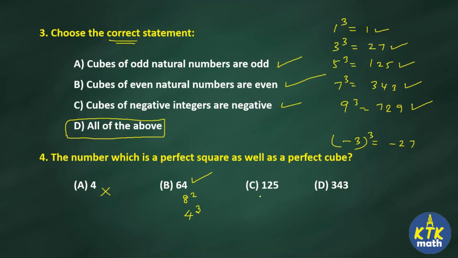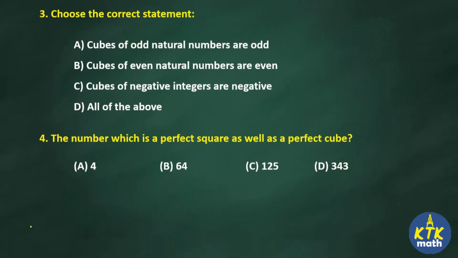But let us check the remaining options also. 125 is 5 cube, but it is not a square number. 343 is 7 cube. It is not a square number. Therefore, the number which is both a square number as well as a cube number is 64. I hope you are clear about this one. We'll go to the next question.